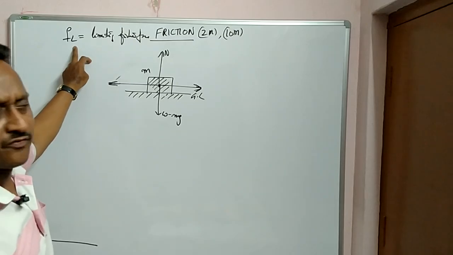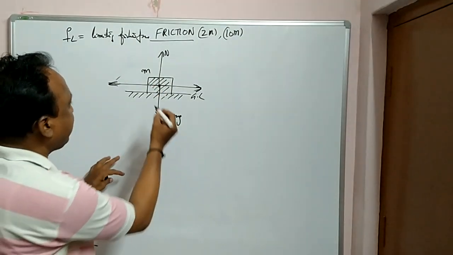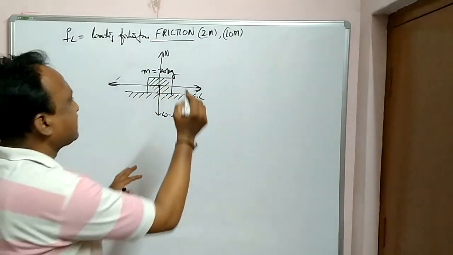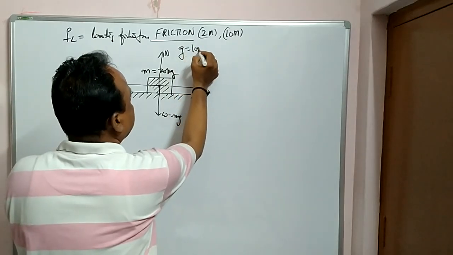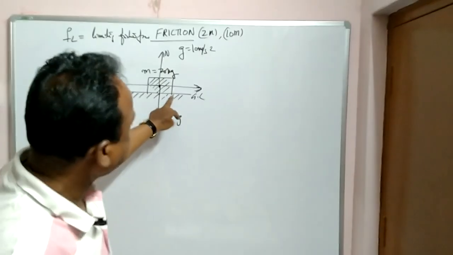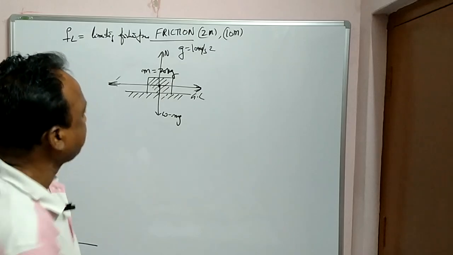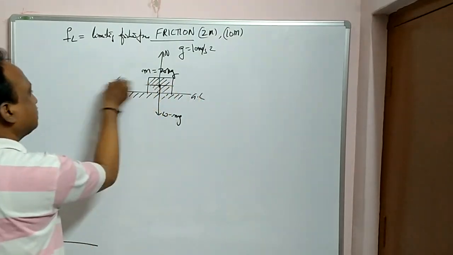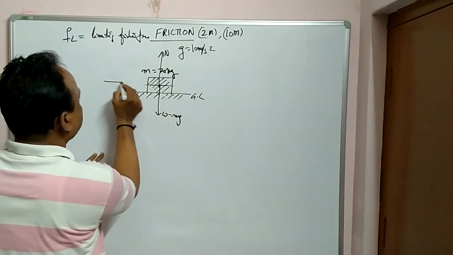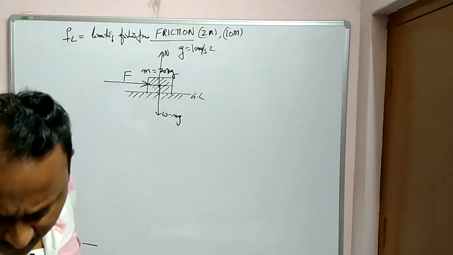How to find limiting frictional force Fl. For example, this is a block. For example, the mass is given as 20 kgs. Take g value as 10 meter per second square. Here a body is resting. Mass is how much? 20 kgs. And here I will apply some external force on this block, a horizontal force. Here F is a horizontal external force on this body.